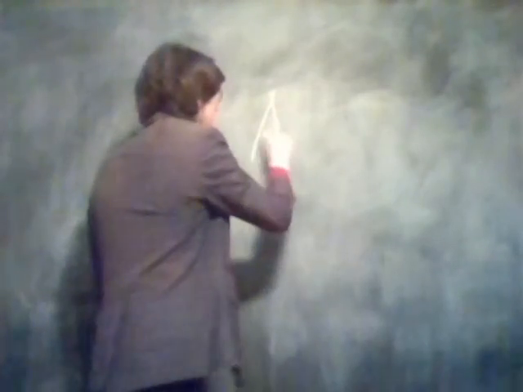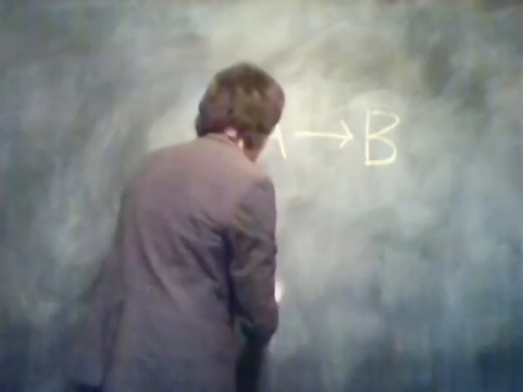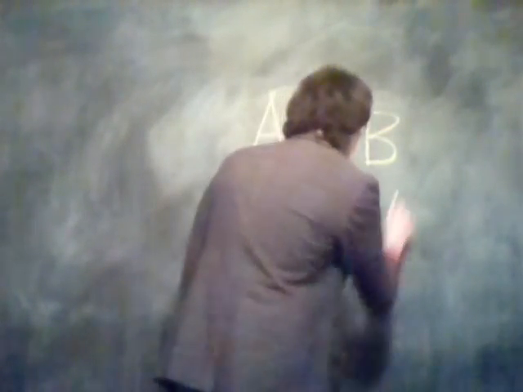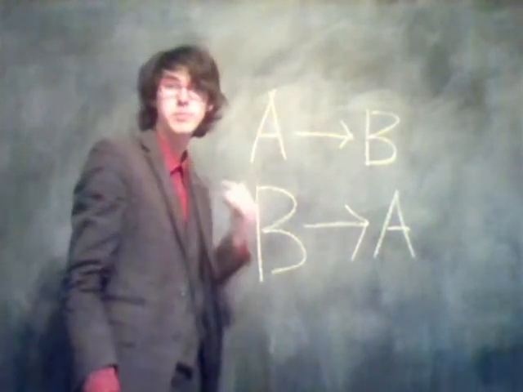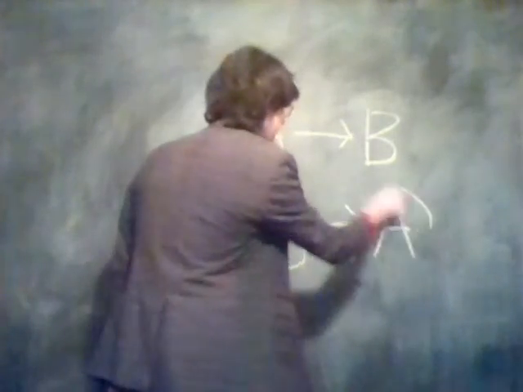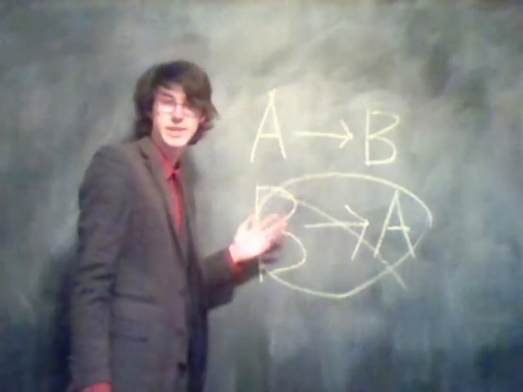Now, an irreversible process is simply something that goes from A to B, but cannot go from B to A. Well, at least not in the same way that it went from A to B. This cannot happen in an irreversible process.